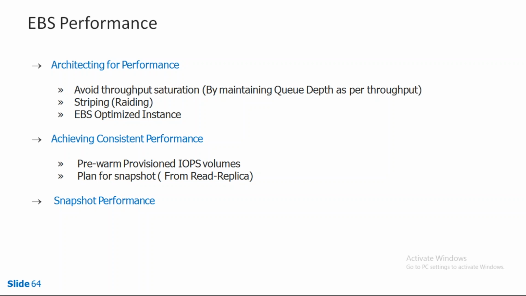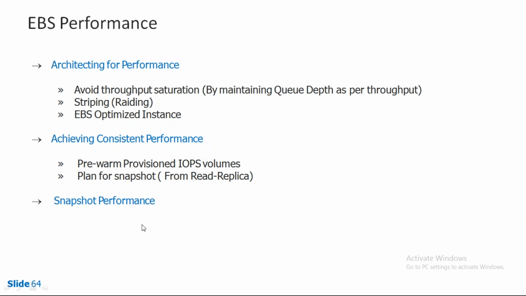That will become faster so that you can write your data very fast. It's kind of backup. And if something goes wrong with either of the volumes, you can still get your data back from the other volume which you have. So that's what redundancy says. Then EBS optimized instance, that's what the architecture for performance. Then achieving consistent performance, that's what using IOPS, pre-warm provisioned IOPS volumes, plan for snapshots from read replica.